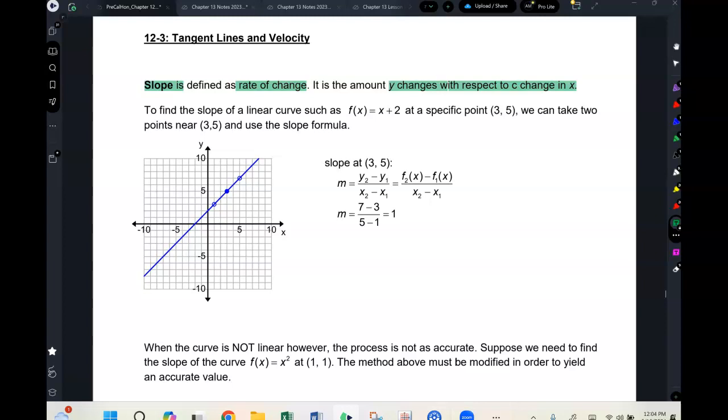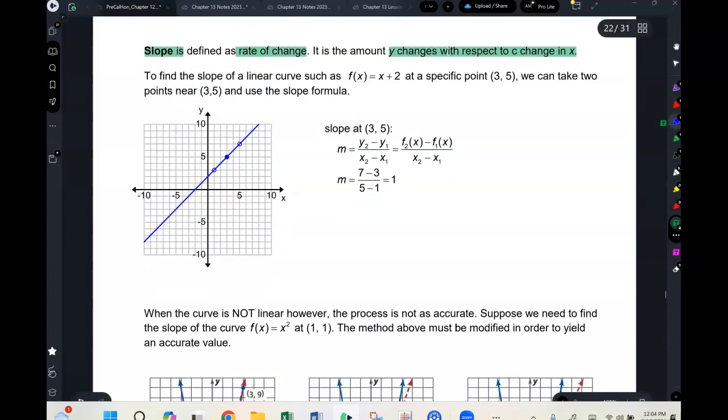Now, if I go on the x-axis from one point to another point, if there is this much change in the x-axis, how much change does that correspond to in the y-axis? That is rate of change. That is slope. To find slope on a linear curve like this, it's very easy.